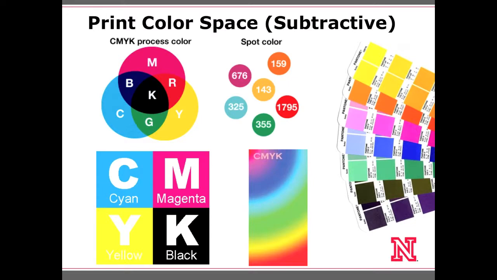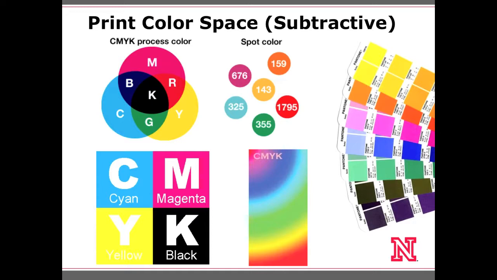Within the print color space of subtractive, you have a couple different options. You have what's called CMYK process color. That is using the primary colors, cyan, magenta, yellow, and black, mixing them because they're transparent colors, and printing them together to create all of the colors within the CMYK spectrum. The second type of color that you may end up working with is called spot color.